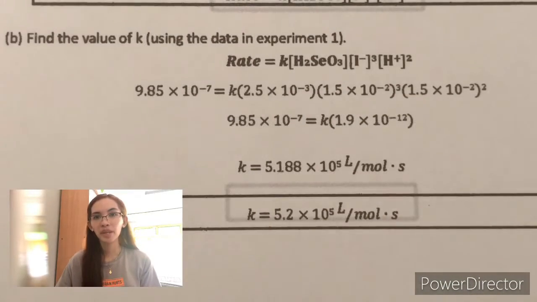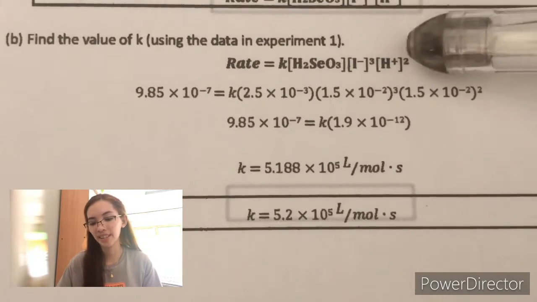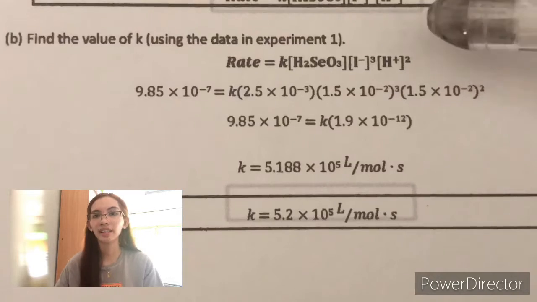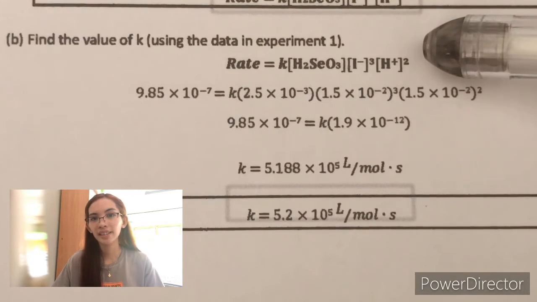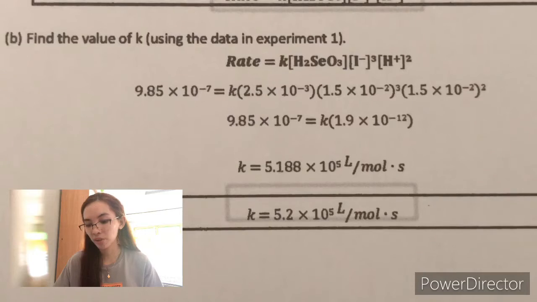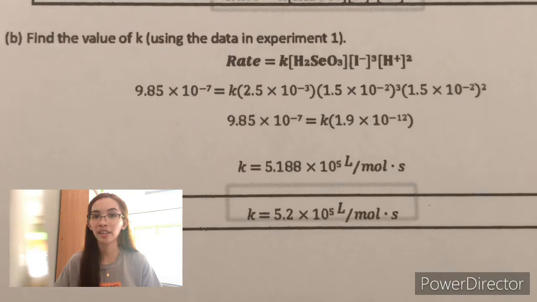For letter B, we have to find the value of K using the data in experiment 1. So the formula that we will use is the answer to our letter A, which is this: rate equals K, or constant, selenious acid, iodide raised to the power of 3, and hydrogen raised to the power of 2. Then we will simply substitute the values found on the table or data given.